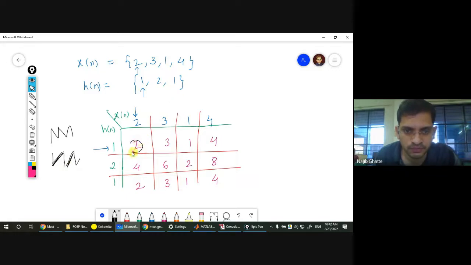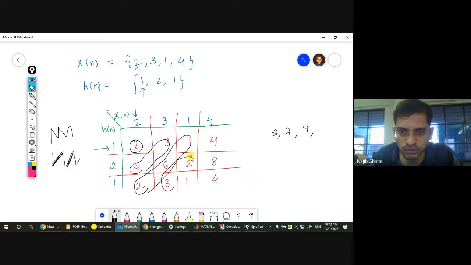Now, what is the value? 2. 4 plus 3, 7. 2 plus 6 plus 1, what is that? 9. 3 plus 2 plus 4, what is the value? 9. 1 plus 8, what is the value? 9. Last, what do you have? 4.